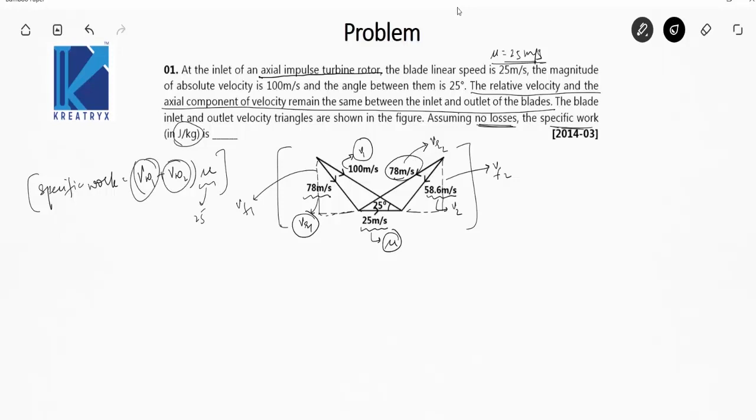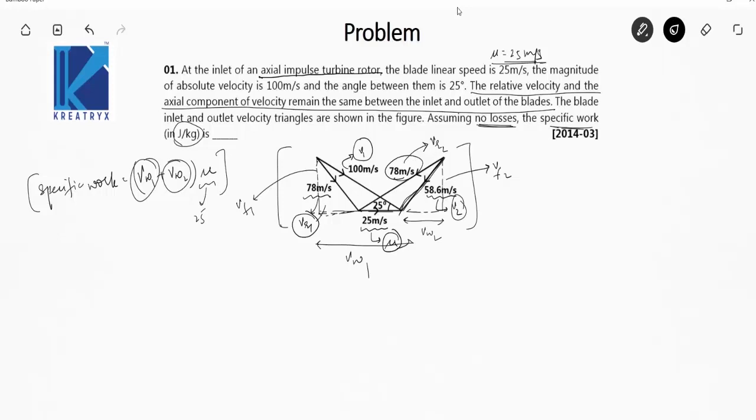vw1 and vw2. So in this velocity triangle, tell me what will be vw1. vw1 will be the horizontal component of v1, up to this portion. So this will be vw1. Similarly, vw2 will be the horizontal component of the absolute velocity at outlet, that is v2, and v2 is this. So the horizontal component will be this. So this is vw2. Now we have to find vw1 and vw2 and we'll get our answer.